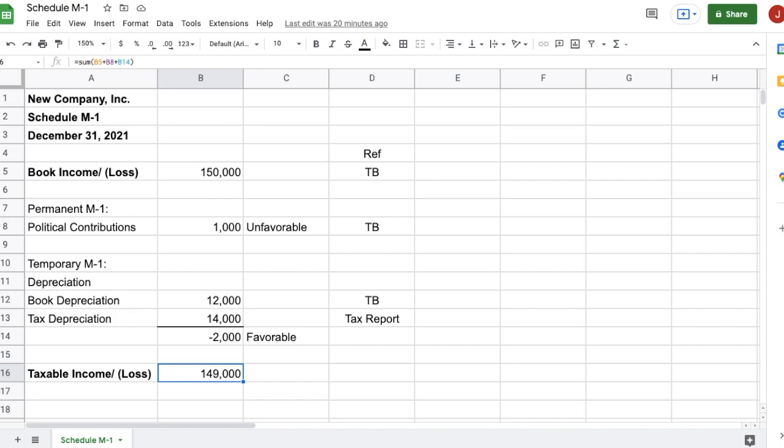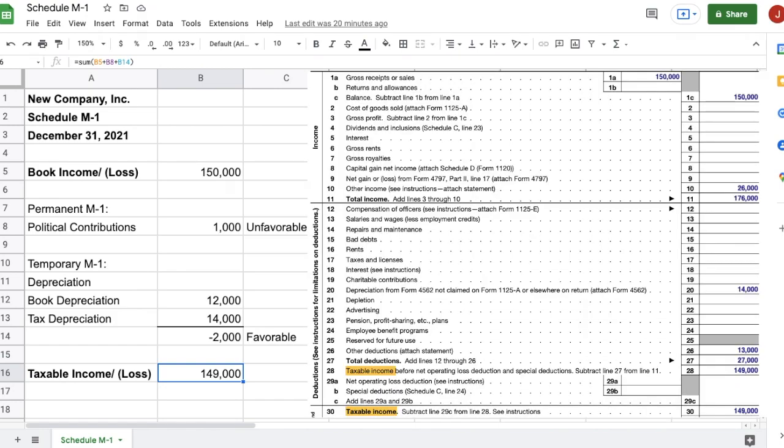Another thing that I do want to mention is the fact that we use this M1 schedule so that we can tie it to the tax return. As this is the first thing that we do, the work papers first and then the return. So when you are doing the return, the preparer and reviewer refers to the schedule M1 to just double check that it ties to this work paper. So that's something to consider. So when you are looking at the taxable income and loss line of your return, make sure that it ties back to this work paper.